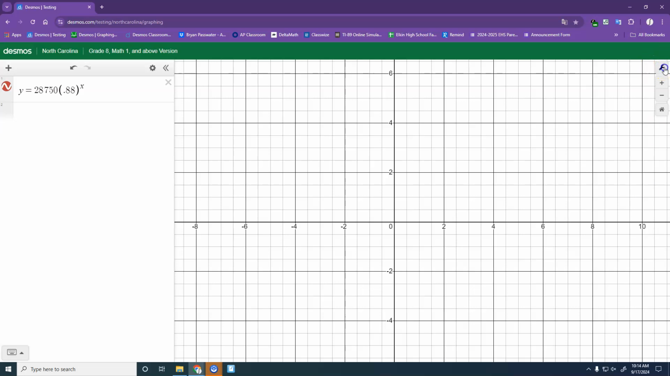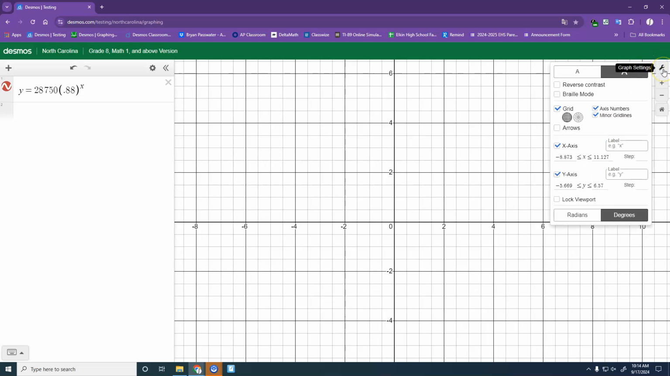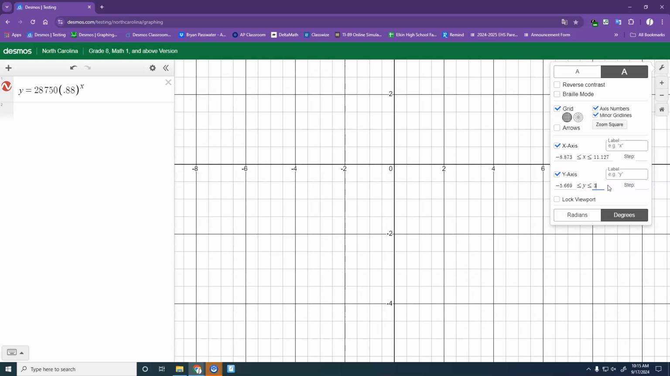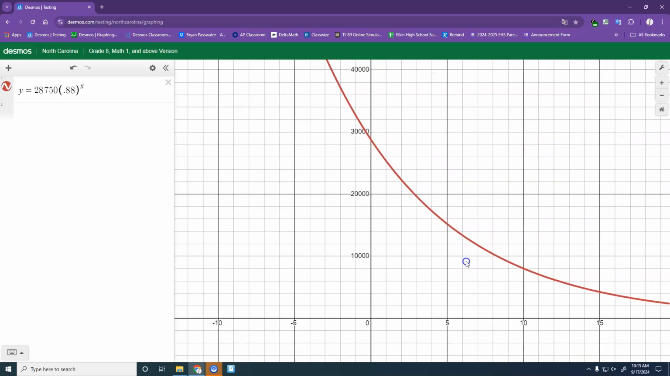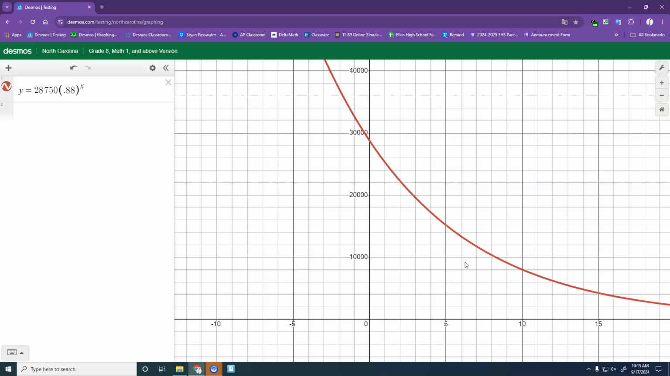So if you will go over here and hit the wrench button in the corner. The only thing we need is a much bigger y value. How big do we need it to be? 10,000, 5,000? I'd go higher than 20. I'd do about 30, or you could do 28,750. That's as high as the car's ever going to be, but I'm just going to do 30,000. There is my graph, and then you can zoom in and out a little bit from there.